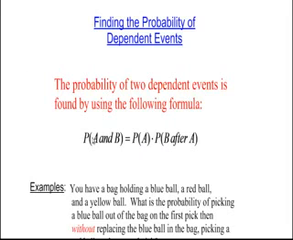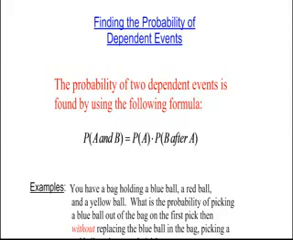Okay, now we're finding the probability of dependent events. This is tricky, so pay attention. The probability of 2 dependent events is found by using the following formula. The probability of event A and event B is found by doing the probability of A times the probability of B after A. That after A part is very important.